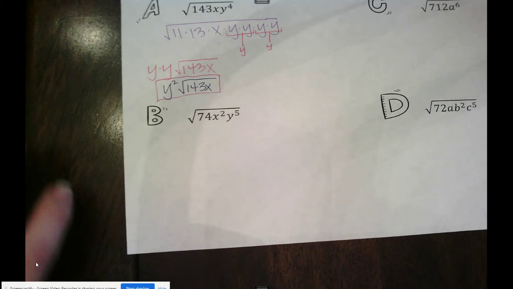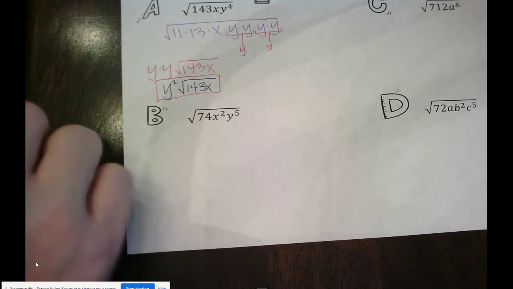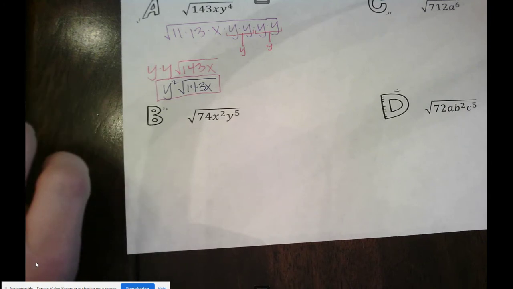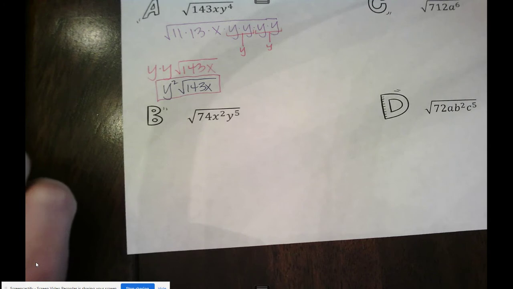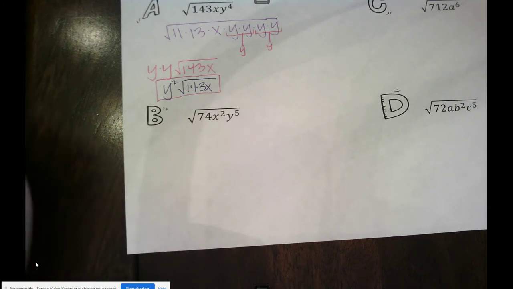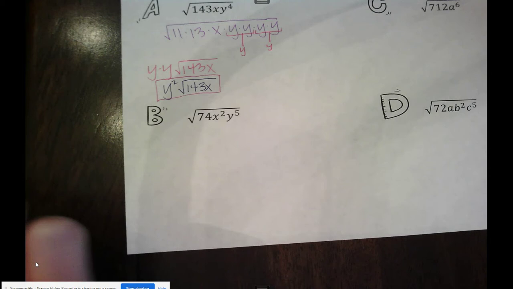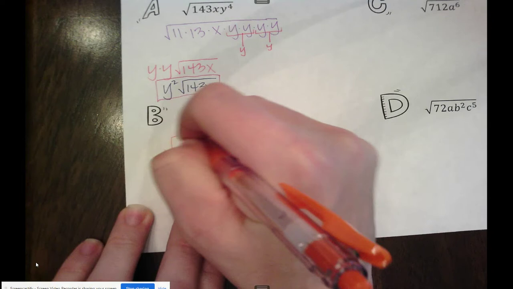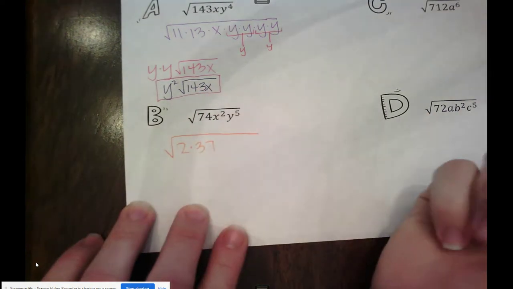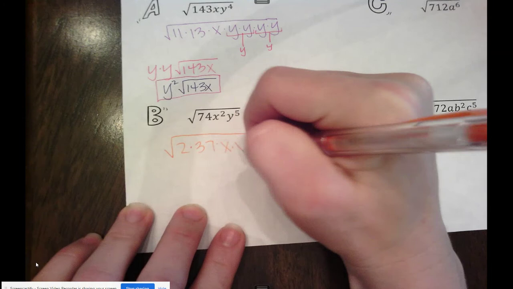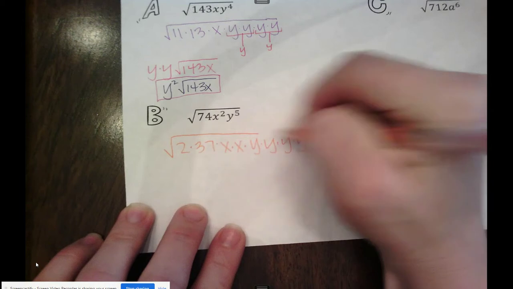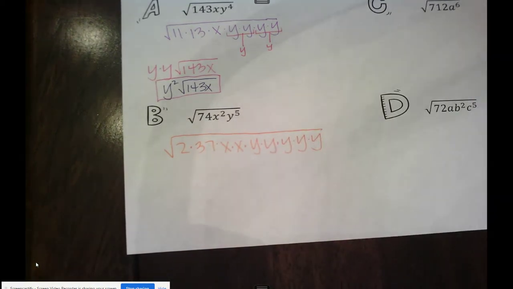So let's try another example. Menu 3, 274. Oh, I pressed the wrong button. Okay, we have the factors of 74 are 2 and 37. We've got x times 2 x's, and we've got 5 y's. 2, 3, 4, 5.